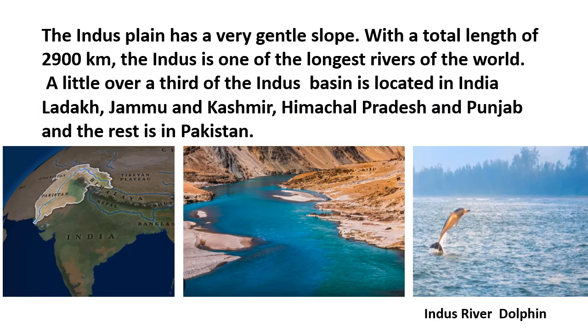The Indus Plain has a very gentle slope, with a total length of 2,900 km. The Indus is one of the longest rivers of the world. A little over a third of the Indus basin is located in India: Ladakh, Jammu and Kashmir, Himachal and Punjab, and the rest in Pakistan.